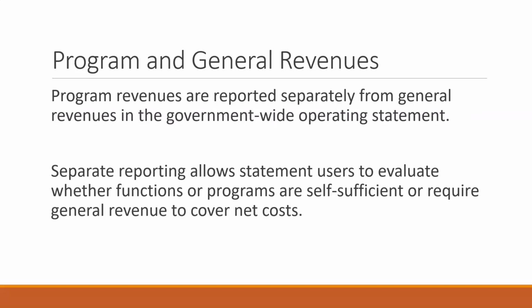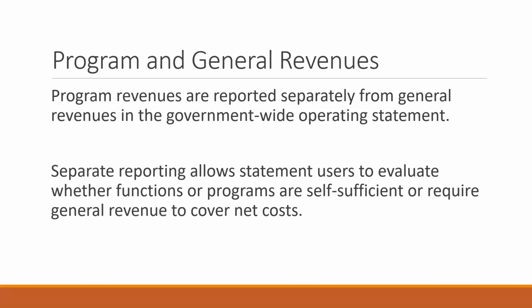Okay, so we separate them. Program revenues are reported separately from general revenues. Usually, instead of having different financial statements, they each get a column within the financial statement.